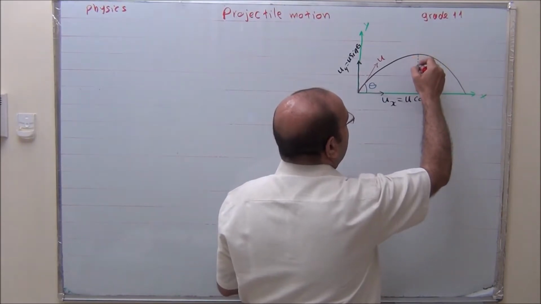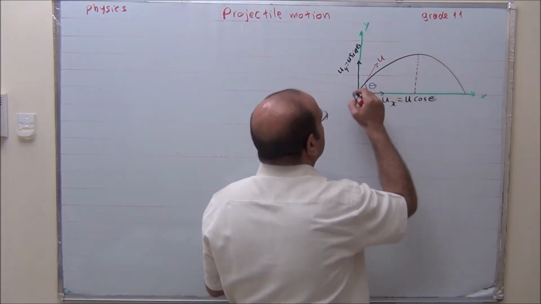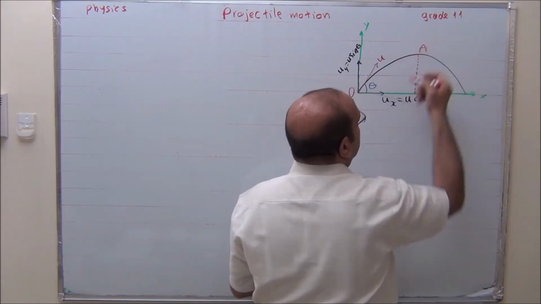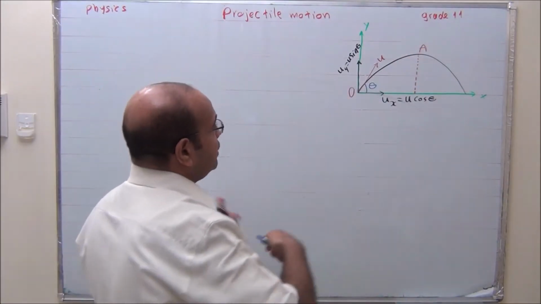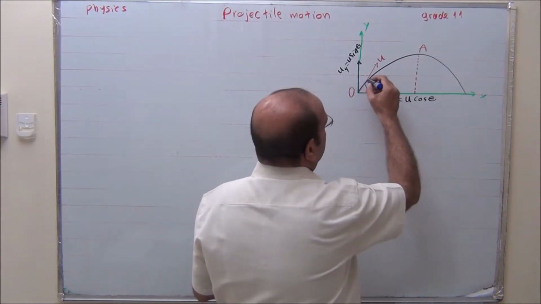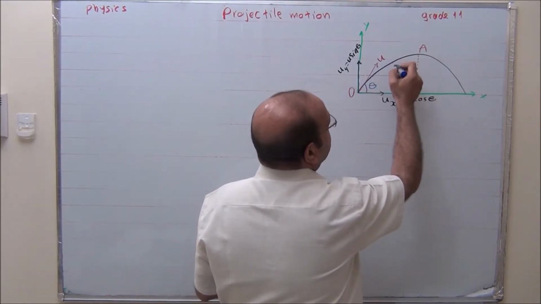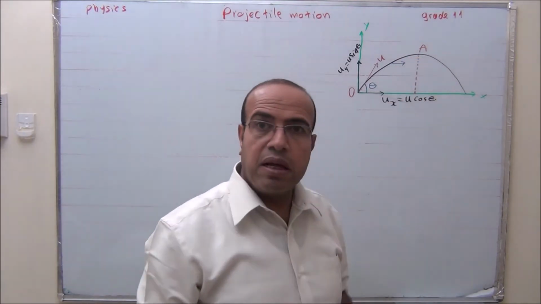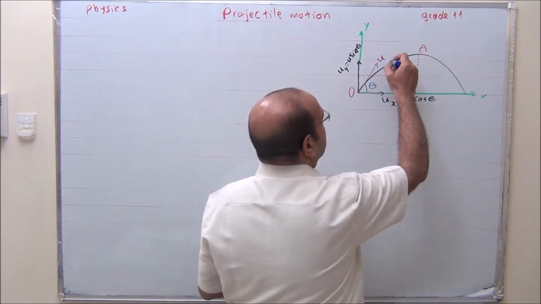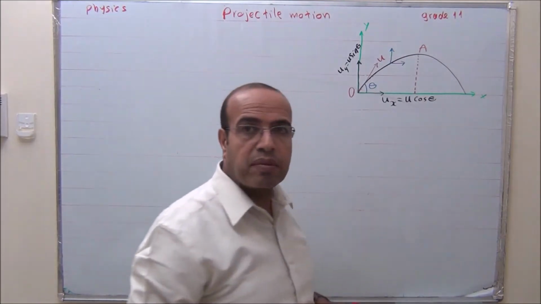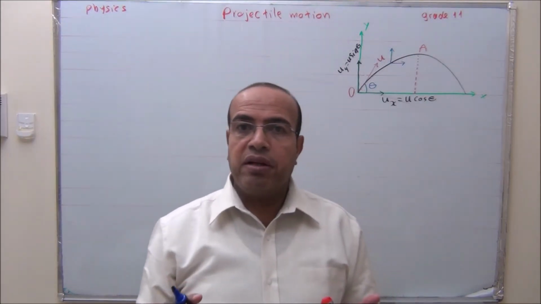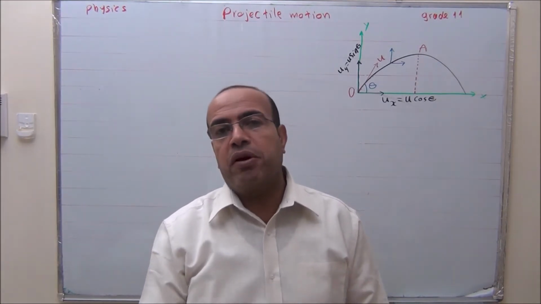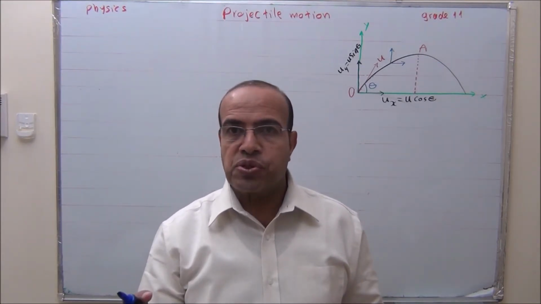This point is the maximum height. Let this be the initial point O, and this point the maximum height. At each point here, we have two velocities: velocity in the x-axis and velocity in the y-axis. We have a rule here in projectile motion: the velocity in the x-axis will be constant through the motion.